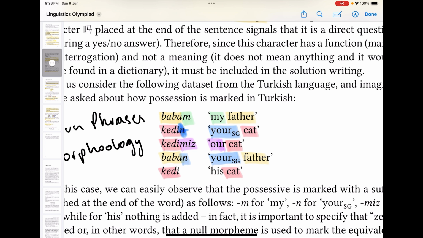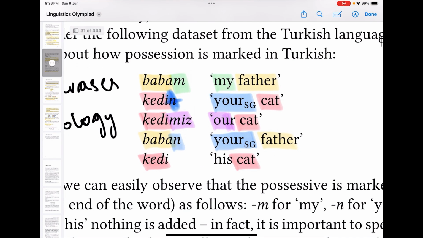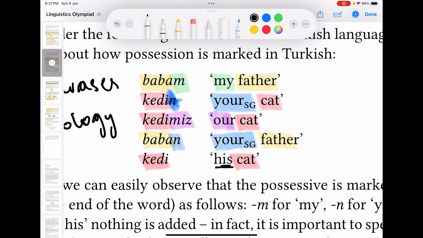N as a prefix just means your singular, which means that with the second person, there's only one second person. That's the best I can explain. Mez is R as a prefix. Kd is cat, of course. But if you see this now, when it has his, there is nothing here. So we call this a null morpheme. It means that it does not exist, but it does carry a meaning. So it means that nothing is used as a prefix. It's his, or her, whatever. We don't have enough data for that.